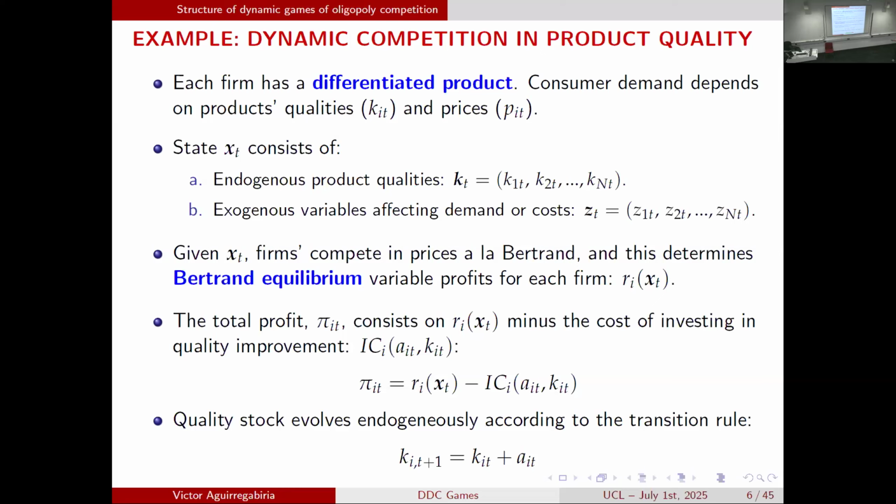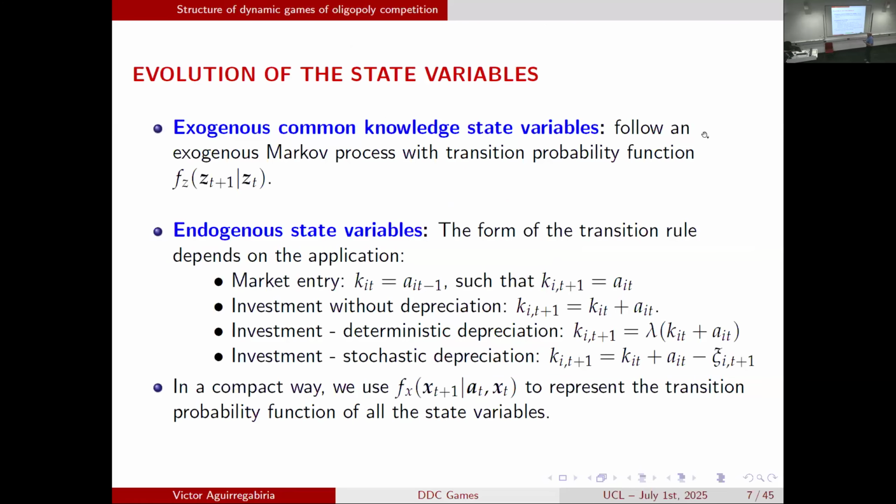There may be downgrading of the quality of your product. And this is the product quality for Nestle. Yeah? Okay, more generally, we can think that the exogenous state variables follow a Markov process, and we can think of more general versions for the evolution of the endogenous state variables.